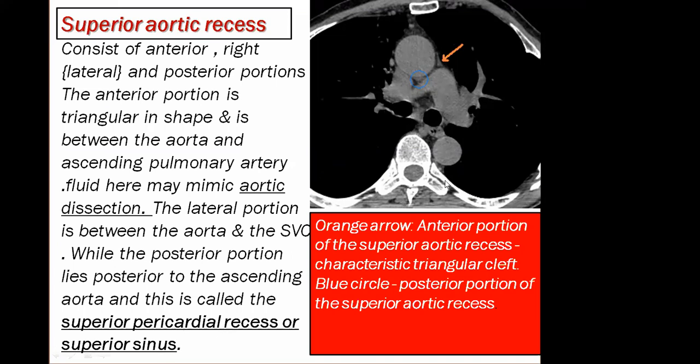So this is an axial CT showing the superior aortic recess. The anterior portion is indicated by the orange arrow, and the lateral portion here is between the aorta and superior vena cava, while the posterior portion is indicated by the blue circle. This is the posterior portion.